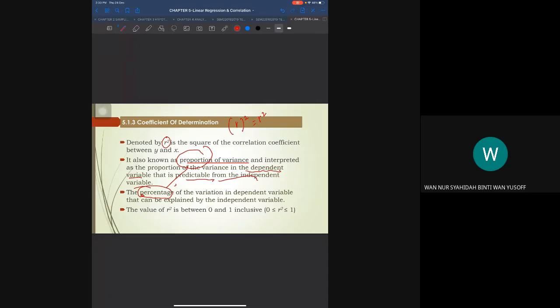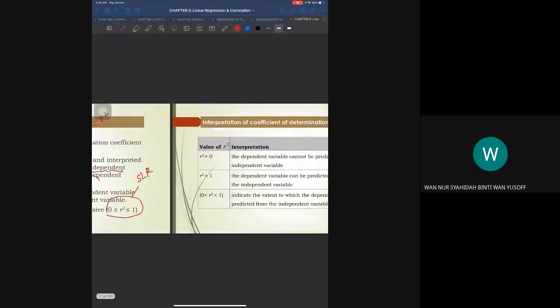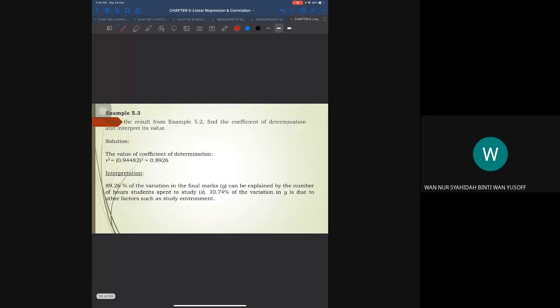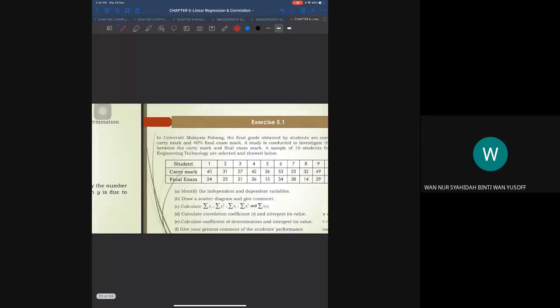So R square here is between 0 and 1 only. There is no negative value for simple linear regression. When we go to multiple linear regression, sometimes you will have a negative coefficient of determination. So what does it mean when we have negative? That one we discuss later in multiple linear regression, so we discuss this in our exercise.